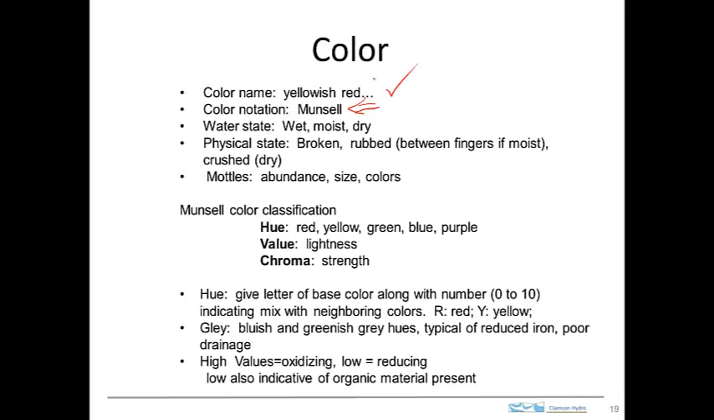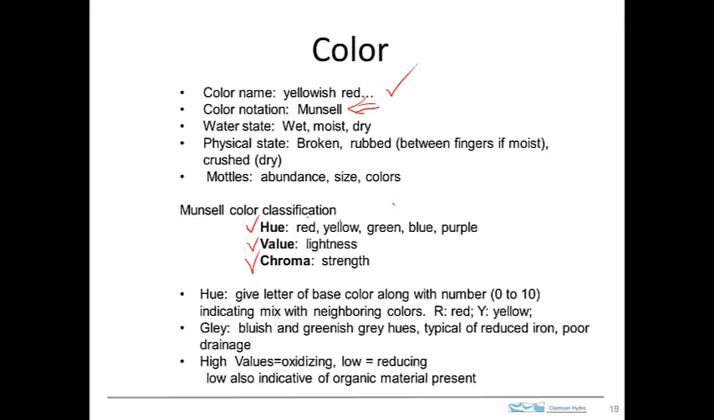So the approach that we'll use is the Munsell color classification. It consists of three things: hue, value, and chroma. We need to describe all of these in order to describe the color. The hue is the base color, like the red, green, yellow, blue, and so on. Those are hues. Value is the lightness or darkness, and chroma is the strength of the color.